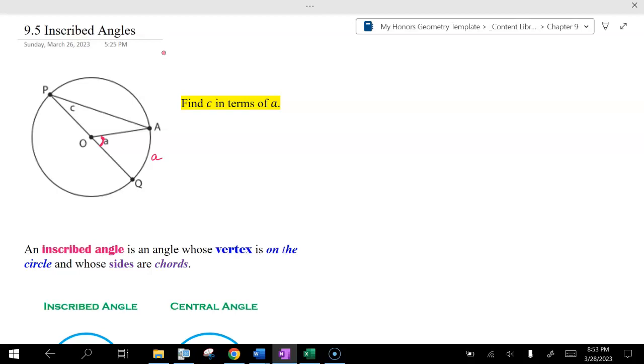So now we want to actually try to find the measure of this angle C. And to do that, we recognize that this is an isosceles triangle because we've got two radii that are sides of the triangle. So we know that this other angle in the triangle has to be C as well. And we can recognize that A is an exterior angle. So we know by the exterior angle theorem that A is going to be equal to the sum of the remote interior angles, which is just C plus C. So when we solve for C, we end up getting that C is A over 2.